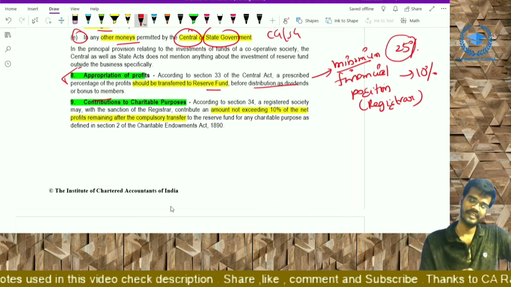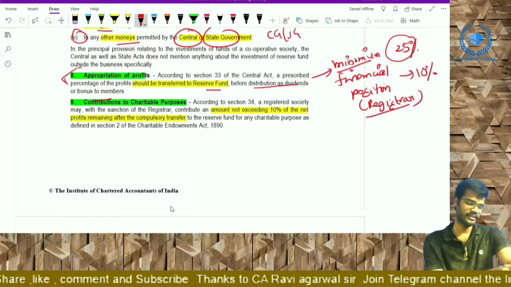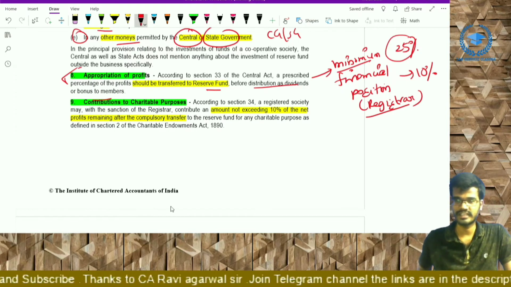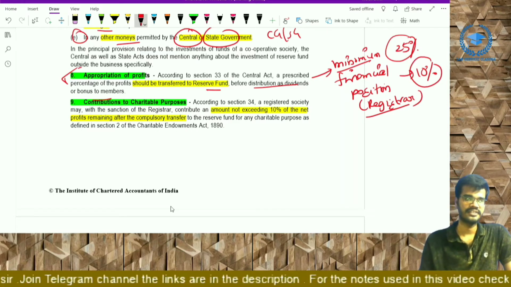If the society is facing a financial position issue, it can go to the registrar and the registrar can reduce the percentage. The minimum percentage is 10%. Right, this is the appropriation of profits.